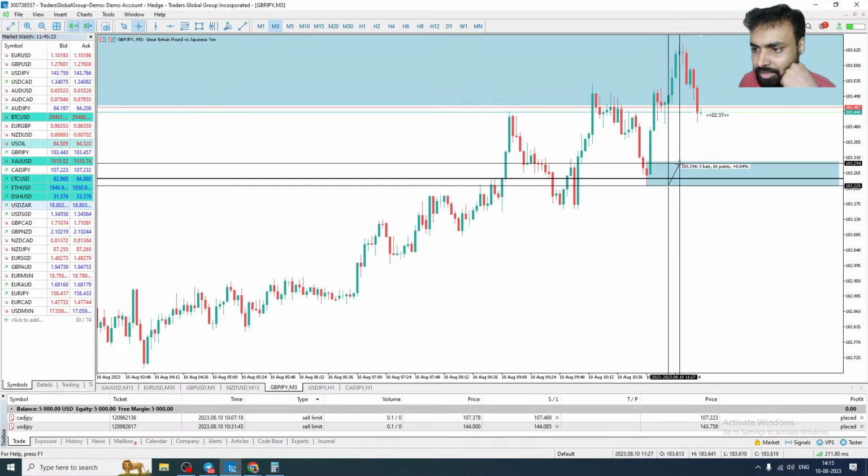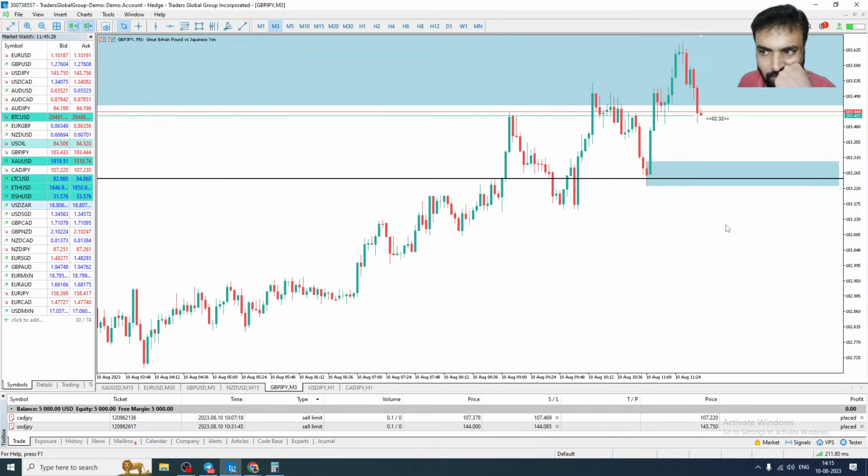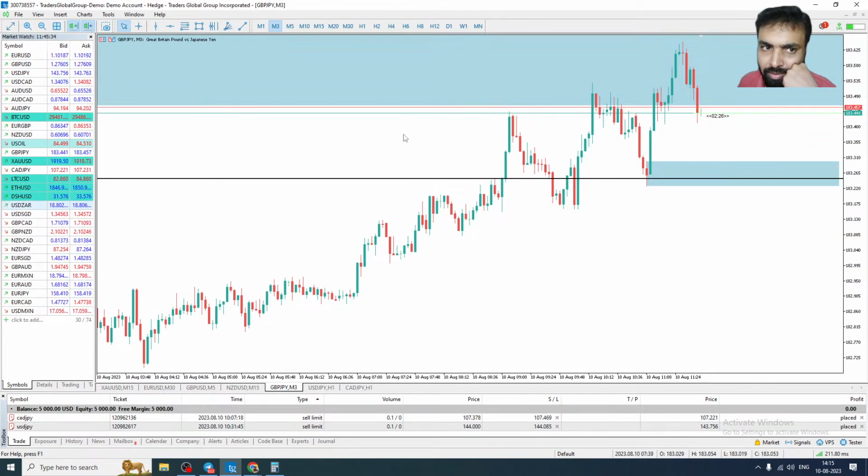Because the market is not showing any weakness. You know what? We'll wait. We don't want to take an advance entry. We'll wait for price to touch here, then we'll buy. Straightforward, instant entry. Market order.